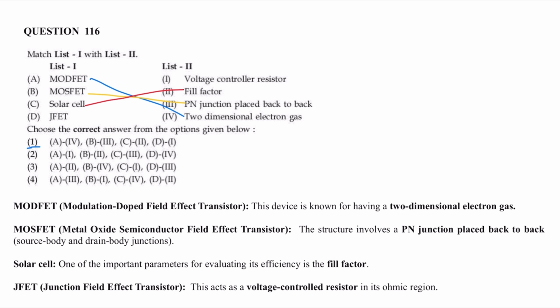Next, JFET, junction field effect transistor. So JFET is a voltage controlled device. A matches to 4, B matches to 3, C matches to 2 and D matches to 1. Therefore, the correct answer is option 1, A4, B3, C2, D1.